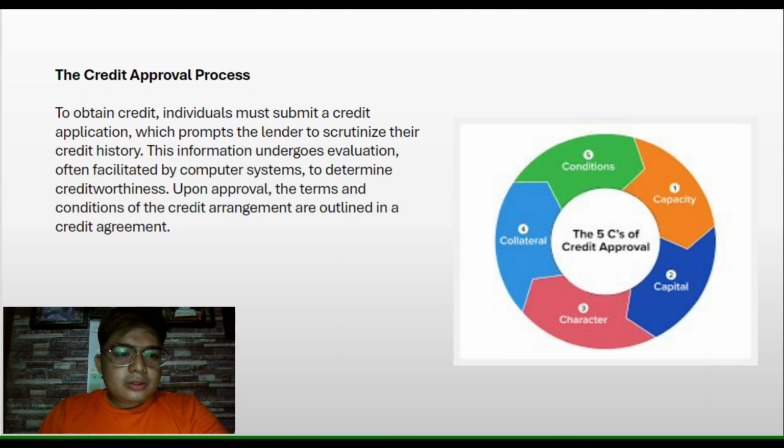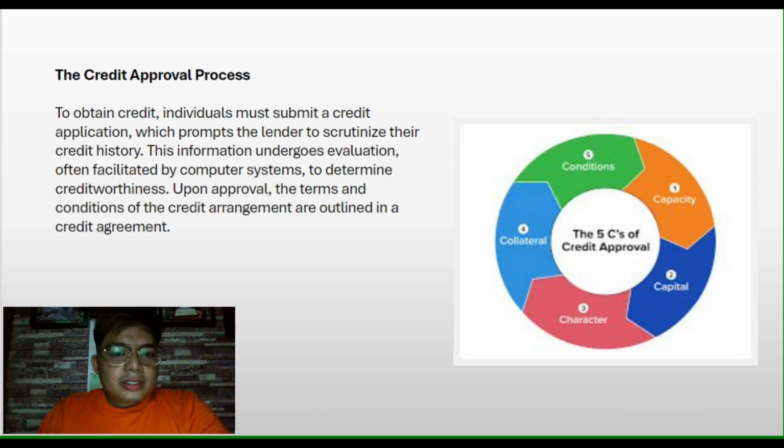And we will proceed to the credit approval process. They have five criteria called the 5Cs. These are the capacity, capital, character, collateral, and condition. First, we will go to the capacity.